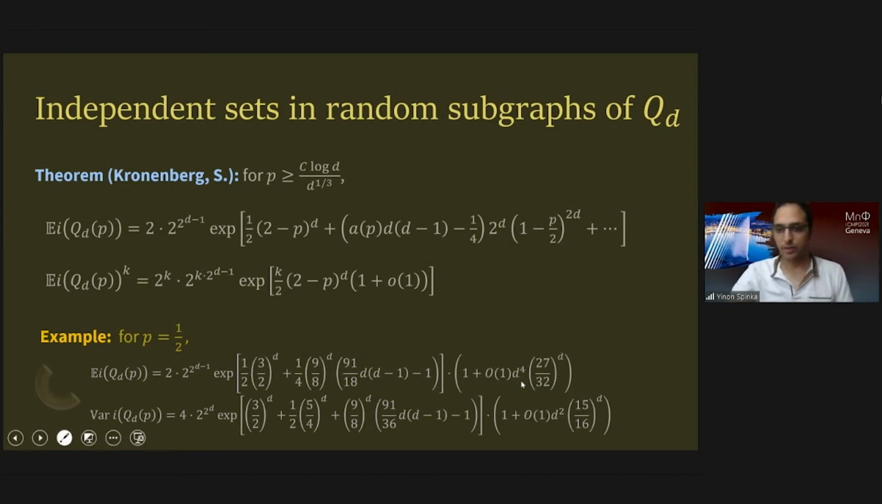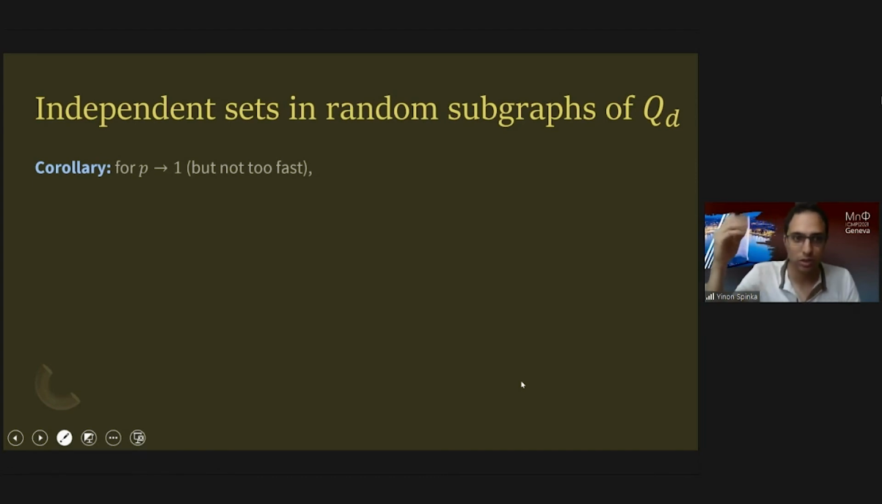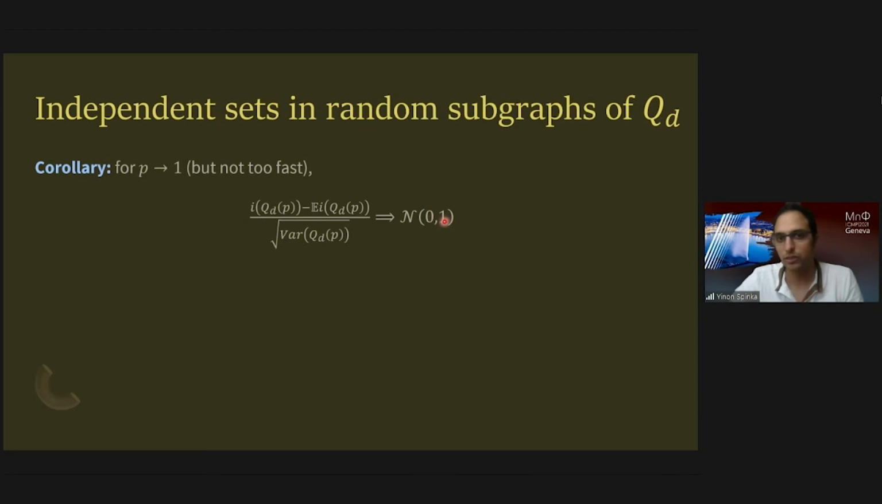So this is just an example. Some corollaries of these types of results. So one result we have is about a distributional limit. For p's tending to 1, not too fast, and I won't write down exactly the technical condition. What we show is that the number of independent sets is actually normally distributed once you subtract the expectation divided by the standard deviation. And this convergence is both in distribution and in fact in moments, in all moments as well.